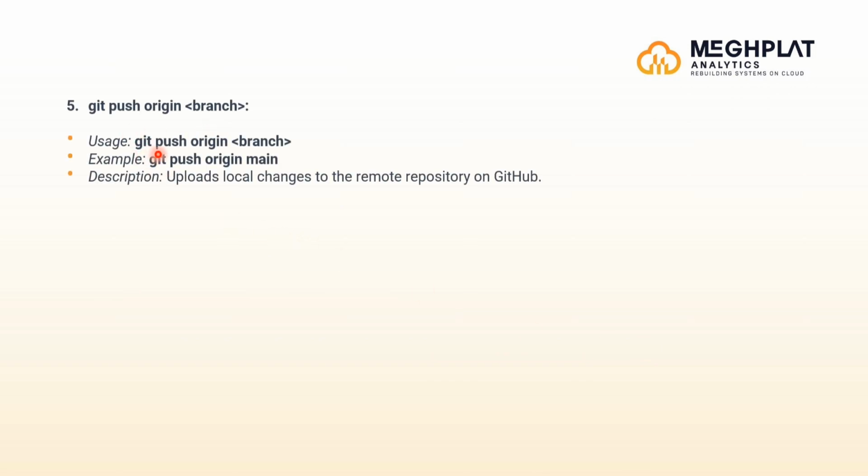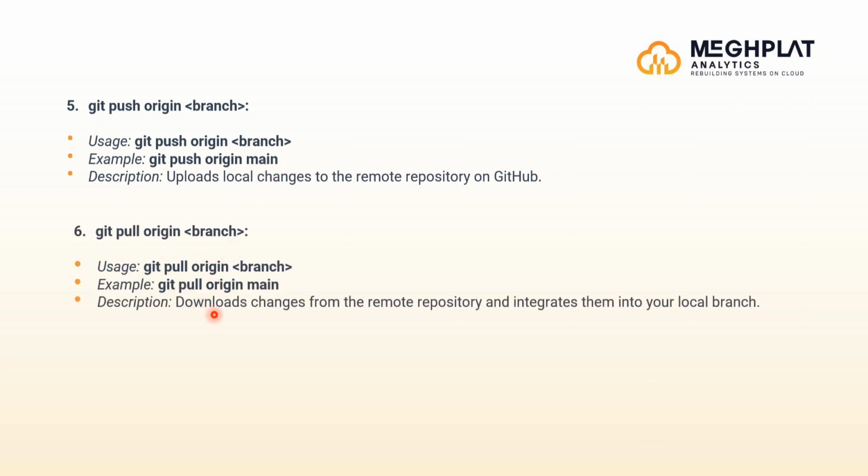Git push. Git push uploads local changes to the remote repository on GitHub. So how we use it is git push, then origin, and we need to define the branch name. You can see the example here, git push origin, and the branch is main.